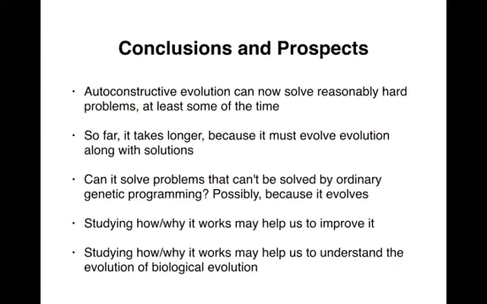So the conclusions and the prospects. Auto-constructive evolution can now solve reasonably hard problems, at least some of the time. So far it takes longer than standard genetic programming because it must evolve evolution along with solutions. Can it solve problems that can't be solved by ordinary genetic programming? Possibly, because it evolves. It has not yet, though. But studying how and why it works may help us to improve it, and may also help us to understand the evolution of biological evolution.